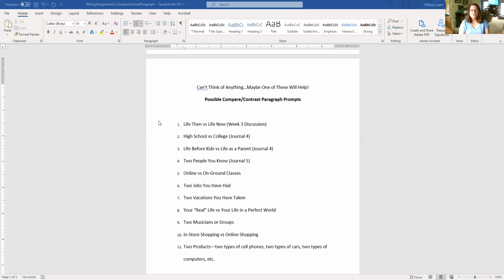Number 4 here, comparing and contrasting 2 people you know. This was your topic in Journal 5. So for Journal 4 or Journal 5, read my feedback. If either of them say that you had a good topic that you could use for this assignment, you can find your submission, see what you typed up, and decide if you want to use it.